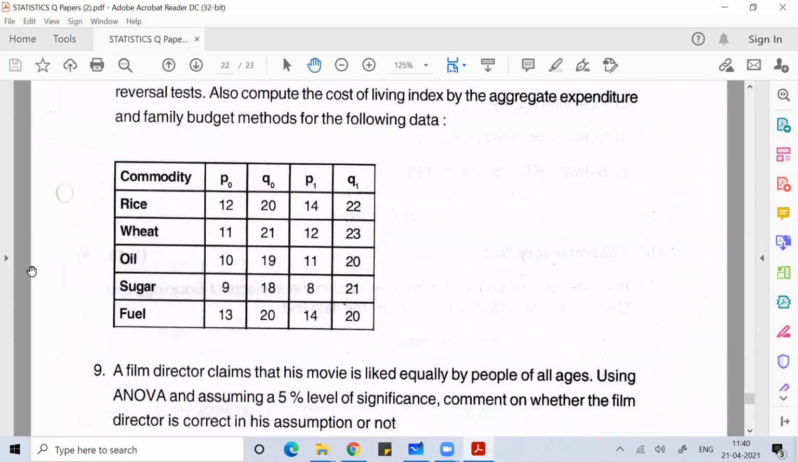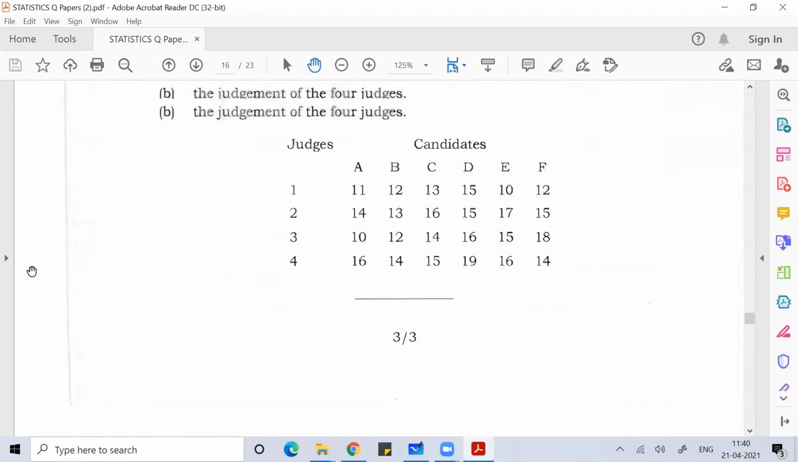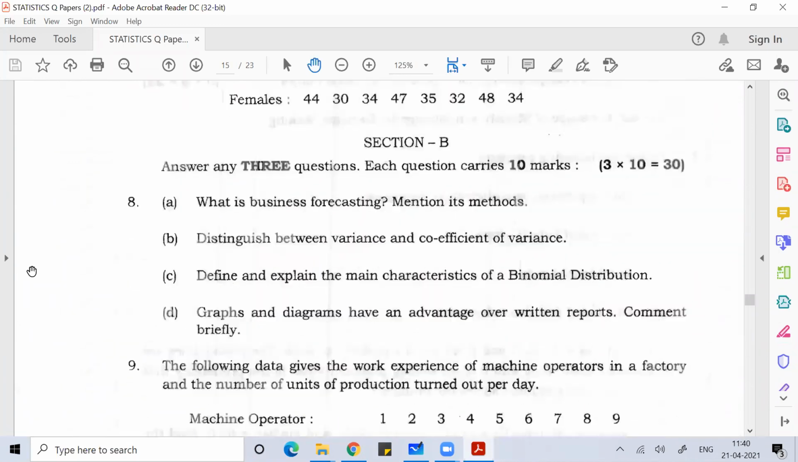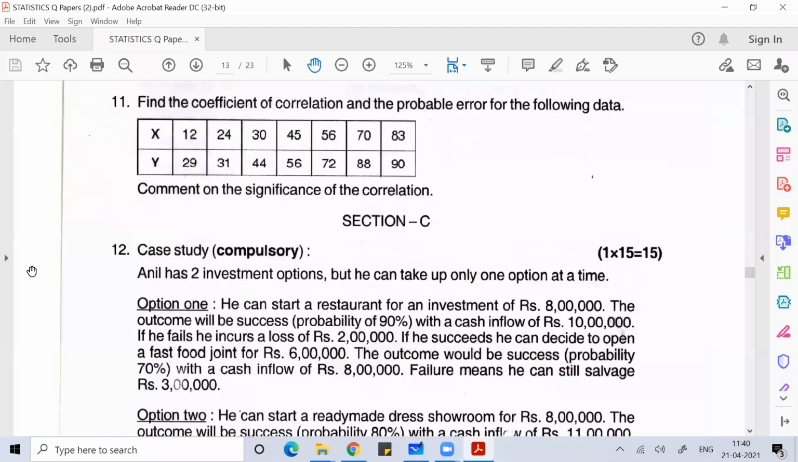Anyone, any question with respect to chi-square statistics? Are you clear with this part? Anyone, any doubt? Please message here. Any question do you have?